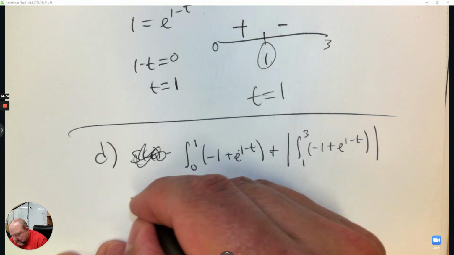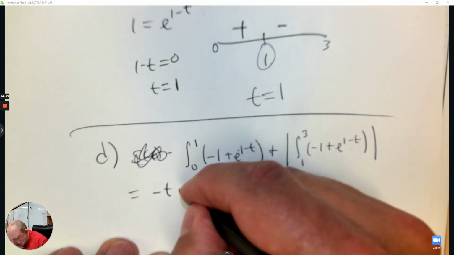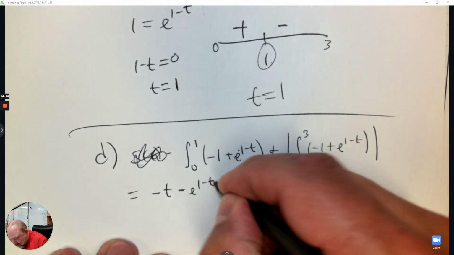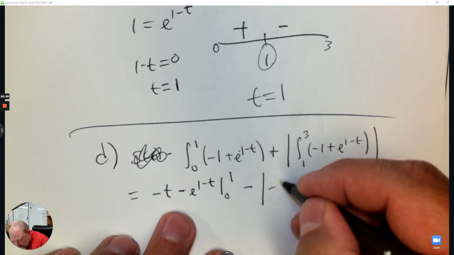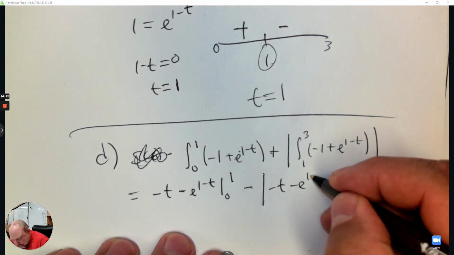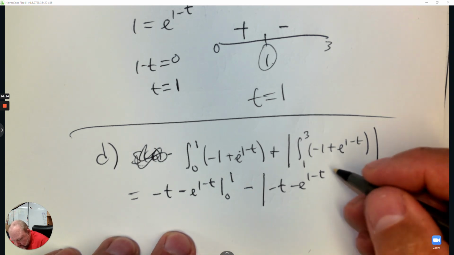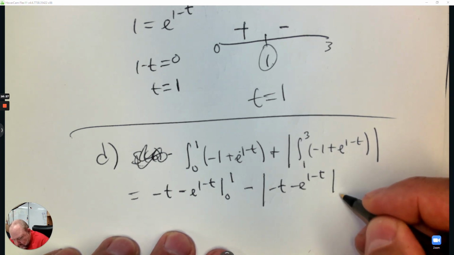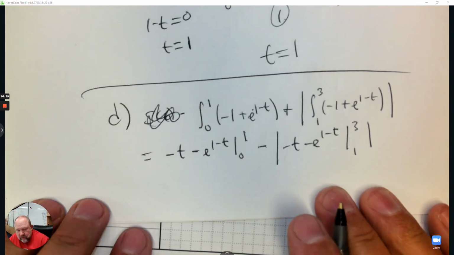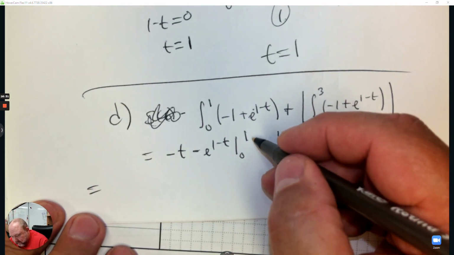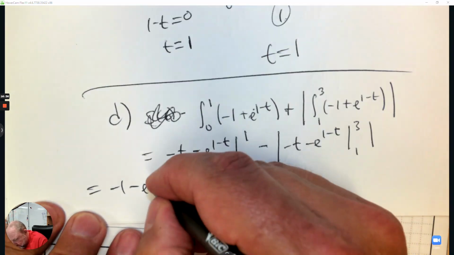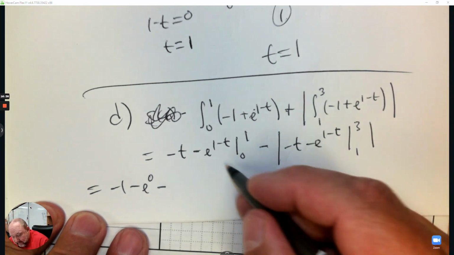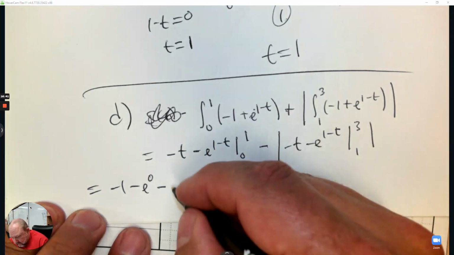So if I integrate this, negative 1 is negative t. This has a hook that's negative, so it'll be negative e, 1 minus t, from 0 to 1. It's the same thing. And then you just plug in. We don't need to simplify it. So I'm going to plug in 1. Subtract, plug in 0. E to the 0 is 1.